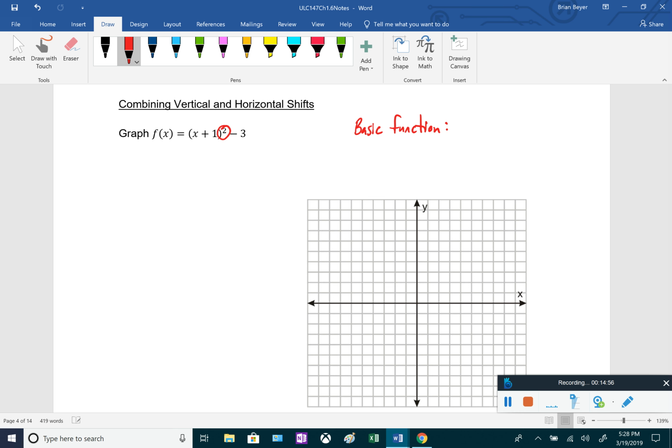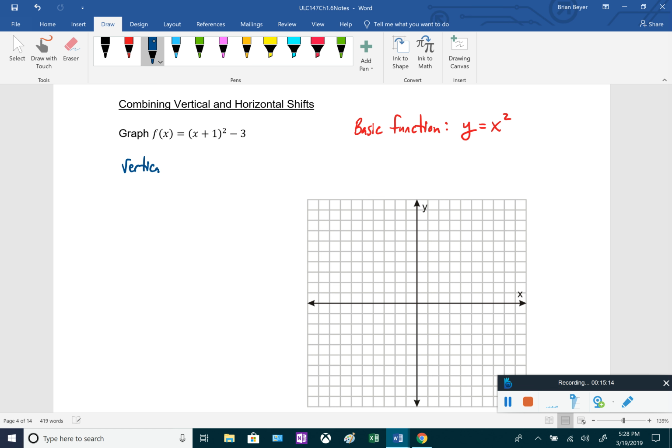So we have this squared up here. So that means the basic function at the most basic level is y equals x squared. So we're going to start with the basic function and then apply the transformations.